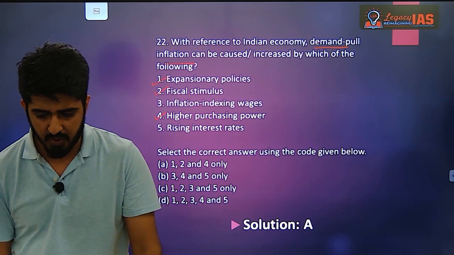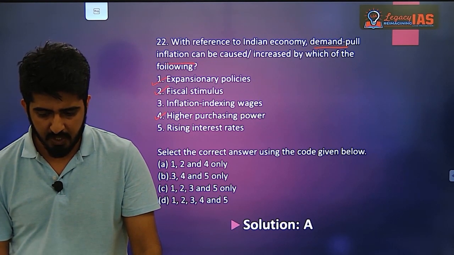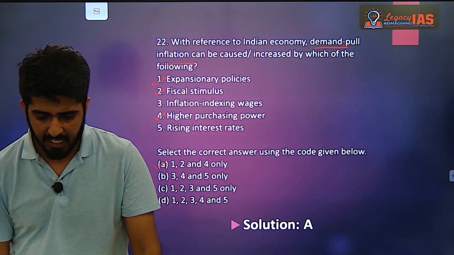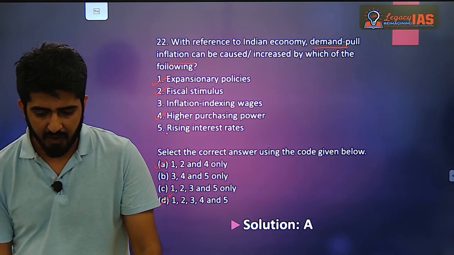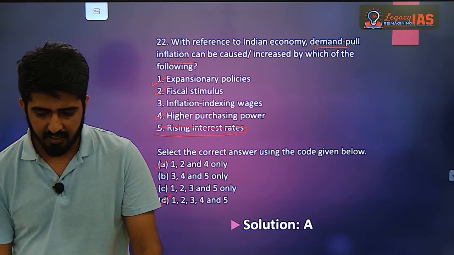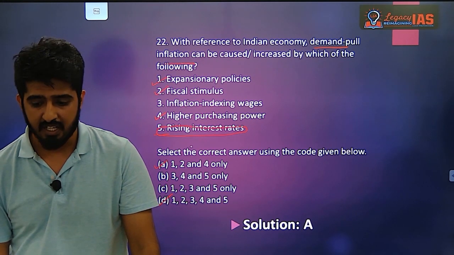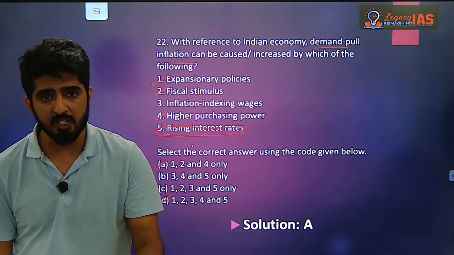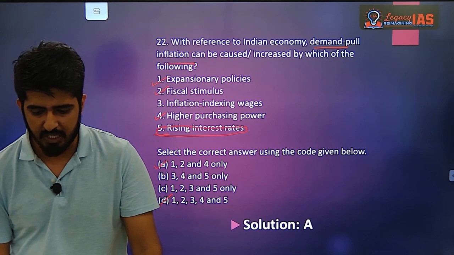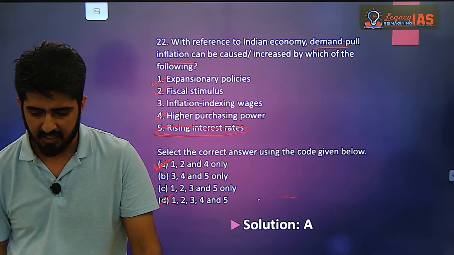So if you choose 1, 2, 4, the only option you are going to find is A and then D. However, 5 is related to rising interest rates. So this is not going to cause inflation. In fact, it is going to reduce the inflation. The only option you can choose is A. That would be your solution.